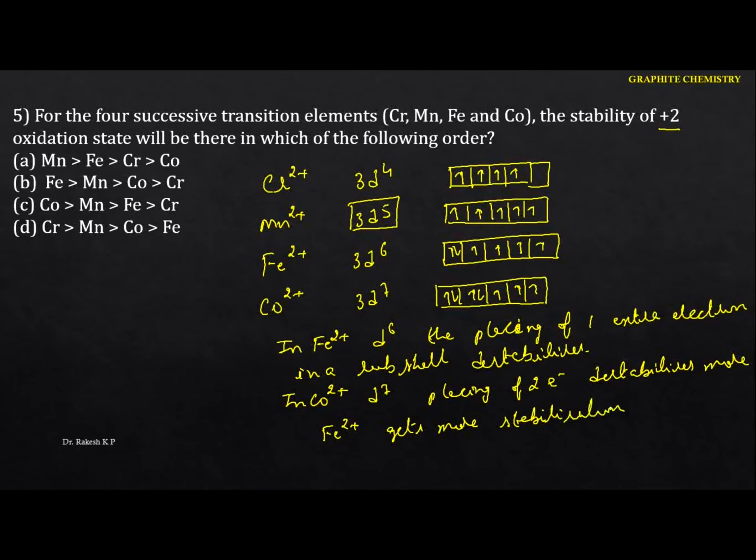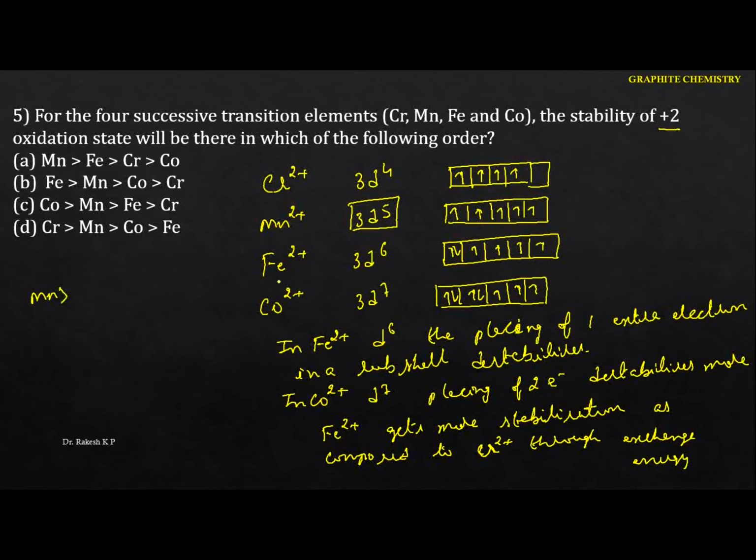as compared to Cr2+, because in Cr2+ we don't have the extra electrons, we have 4 electrons. So through the exchange energy, Fe2+ gets the most stability for this reason. Now the most stable is which one? That is Mn in the +2 state.